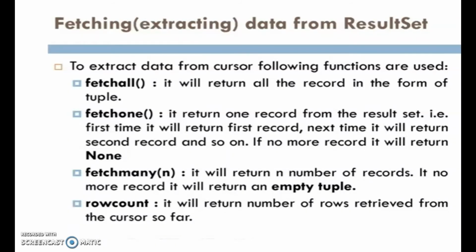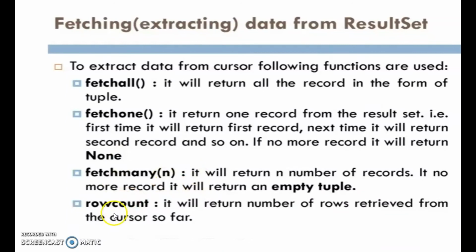Then second one, fetchone. It will return one record from the result set. That is, the first time it will return the first record, next time it will return the second record, and so on. If there are no more records, it will return None. Next one, fetchmany. It will return n number of records. If there are no more records, it will return an empty tuple. Whatever number you specify, that many records this function will return.